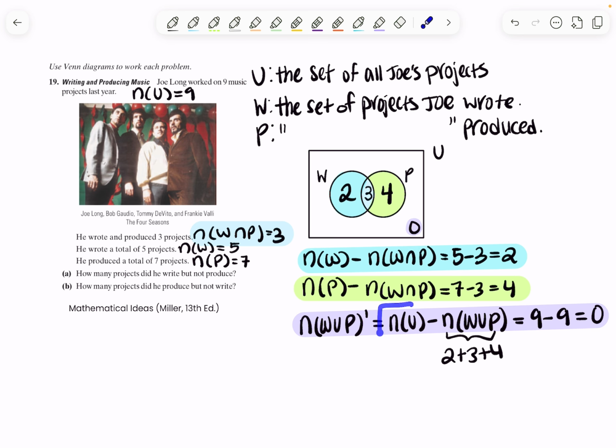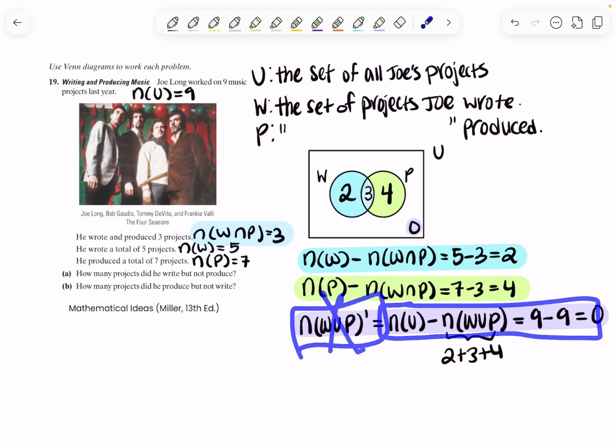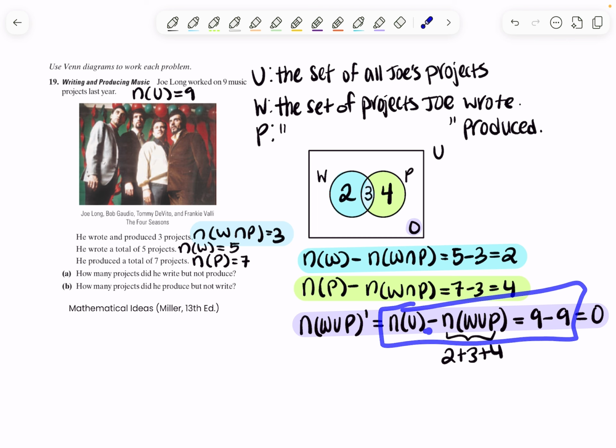And by the way, you could have just done this. You didn't really need to interpret it this way. That's how I interpret it. And then you have to write down the formula for complement. But if you just want to go straight to this, I think that's easier.